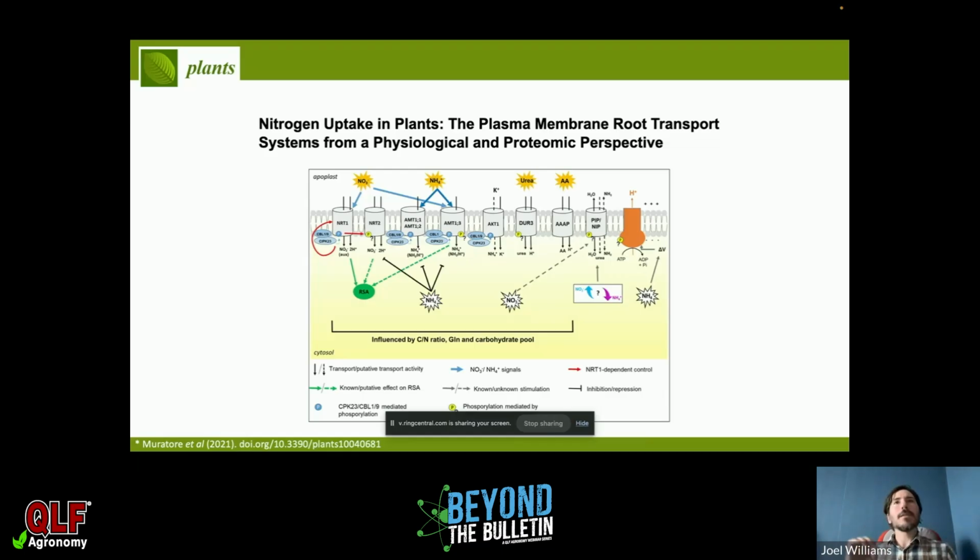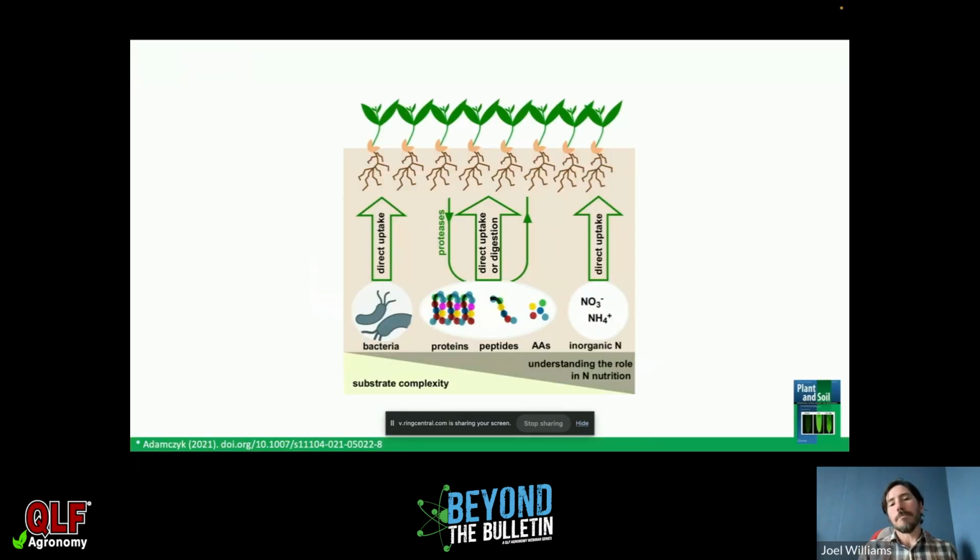So the take-home message here is that plants are very adaptable and very flexible, and they can use a range of these different sources. In agriculture, if we want to optimize nitrogen supply, uptake, and use, then it's actually a smart move to try and diversify and use a variety of sources of nitrogen. So this is really just summarizing that point.